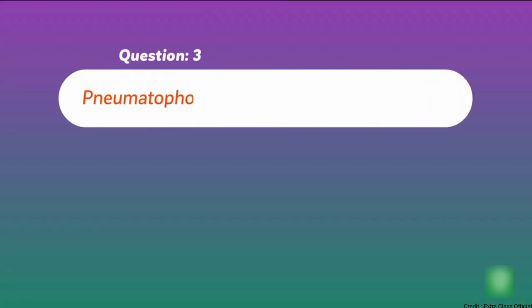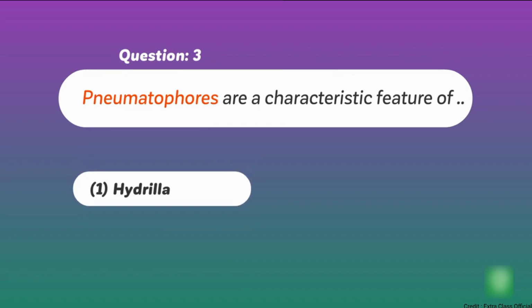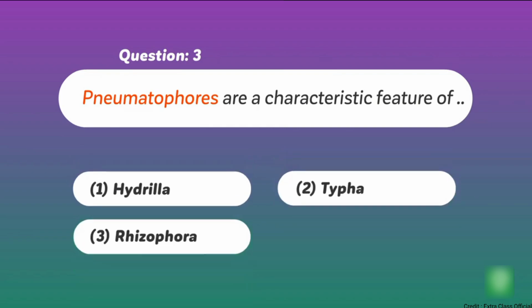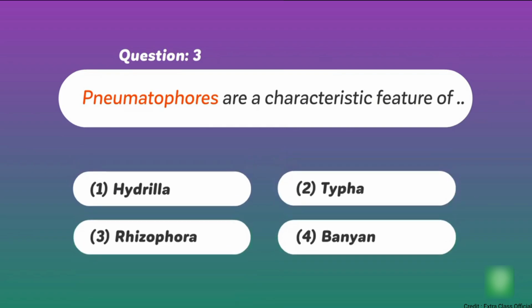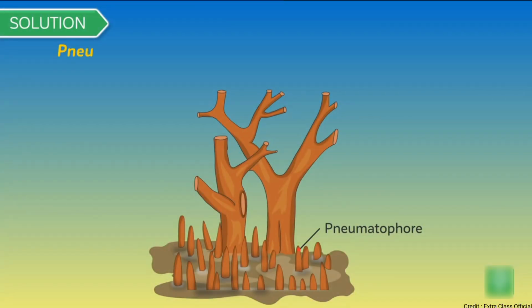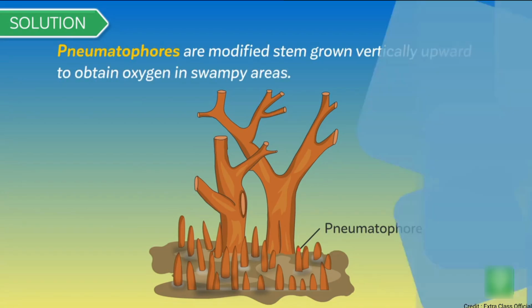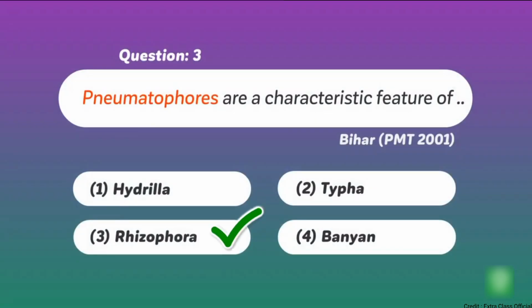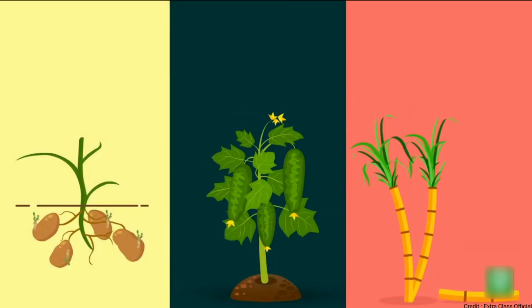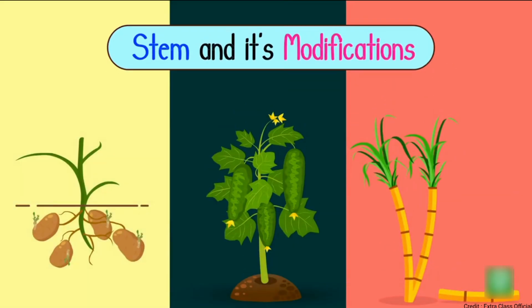Question: pneumatophores are a characteristic feature of: Number 1. Hydrilla. Number 2. Typha. Number 3. Rhizophora. Number 4. Banyan. This question was asked in Bihar PMT 2001. Solution: pneumatophores are modified stems grown vertically upward to obtain oxygen in swampy areas. Hence, option 3 is the right answer. This concludes our video on stem and its modifications.